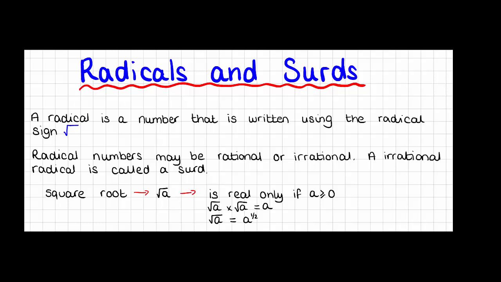When we have the square root of something, so like the square root of a, this is real only if a is greater than or equal to 0, because remember we can't find the square root of a negative number, so a has to be positive or 0. If we have the square root of a times the square root of a, that just equals a, and the square root of a can also be written as a to the power of a half.